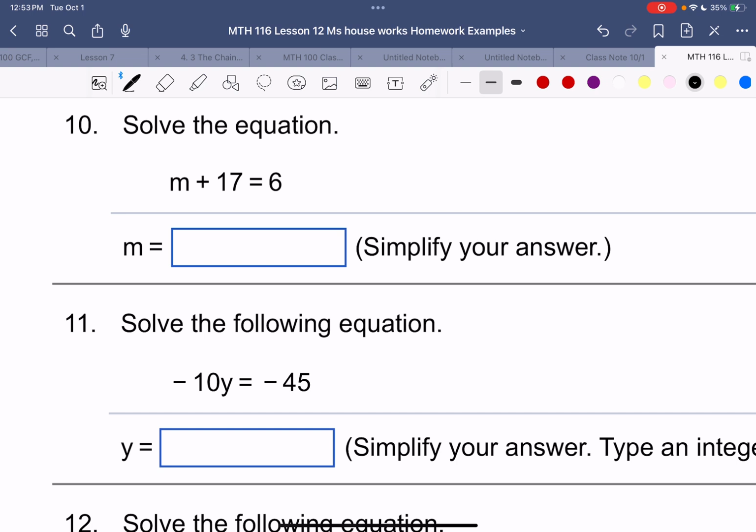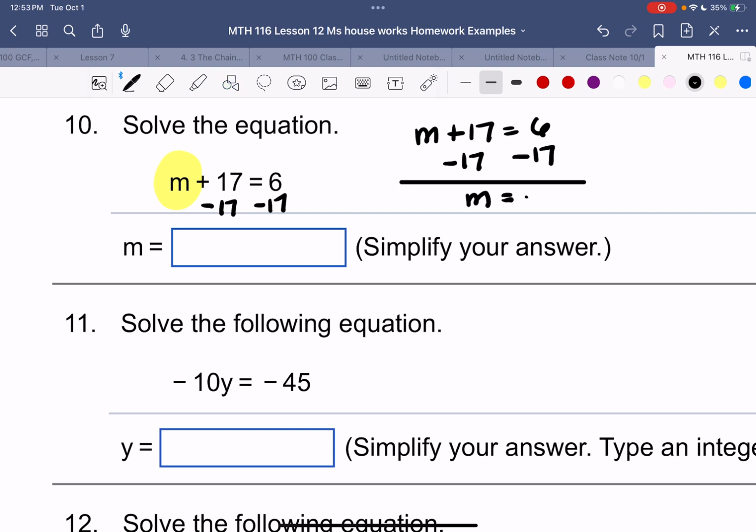Number 10, m plus 17 equals 6. So again, my goal is to isolate that 1m. So I'm just going to subtract the 17 from both sides. So let's see, I've got m plus 17 equals 6. I'm going to subtract the 17 from both sides. I've got m equals negative 11. My final answer is negative 11. Just watch your signed numbers. You can do it on the calculator, or remember if they have opposite signs, you subtract. I have more negatives here, so I'm going to have a negative answer.